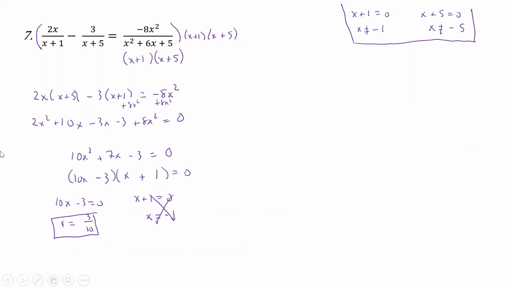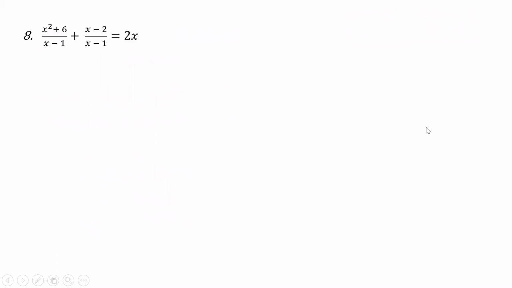And again, we could use our calculators, plug it into both sides, and make sure that that was truly a solution. What about this one? Well, this one's pretty nice. We have only one denominator, basically. So x minus 1 equals 0, so x equals 1. So all we have is x cannot equal that 1. So let's multiply both sides by x minus 1.